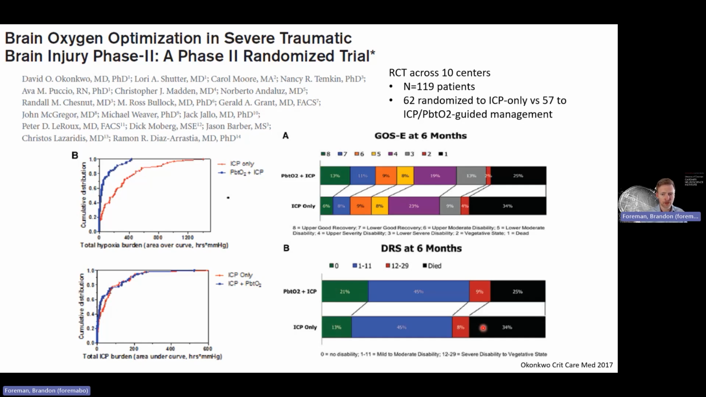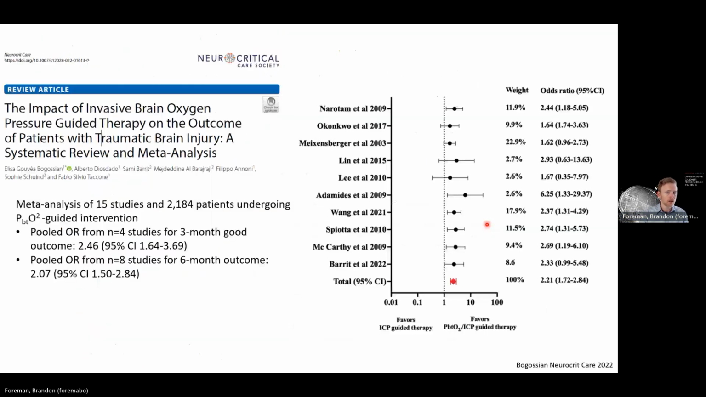And in this case, although underpowered, 11% more patients had favorable outcomes in the group that relied on pbtO2 management, in contrast to those who were treated for just their intracranial pressure. In a meta-analysis including 15 different studies, more than 2,000 patients, including that Boost 2 study, for instance, the pooled odds ratio for 6-month outcome favored the use of both ICP and pbtO2 therapy together.